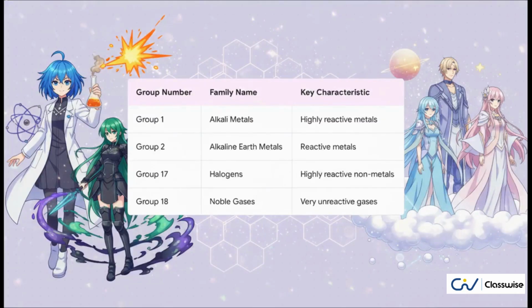And of course, some of these neighborhoods are so well known they've got their own special family names. Over in Group 1, you've got the alkali metals. These guys are seriously reactive. Then, way over in Group 17, you have the halogens, who are also super reactive, but in a totally different way. And then there's Group 18, the noble gases. They're the cool, aloof celebrities of the element city. They don't react with anybody.